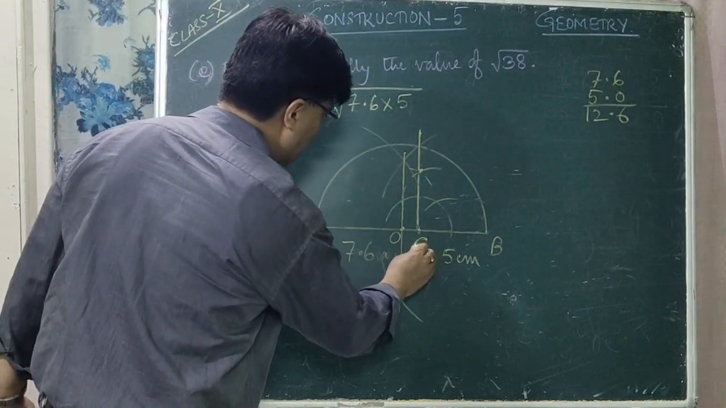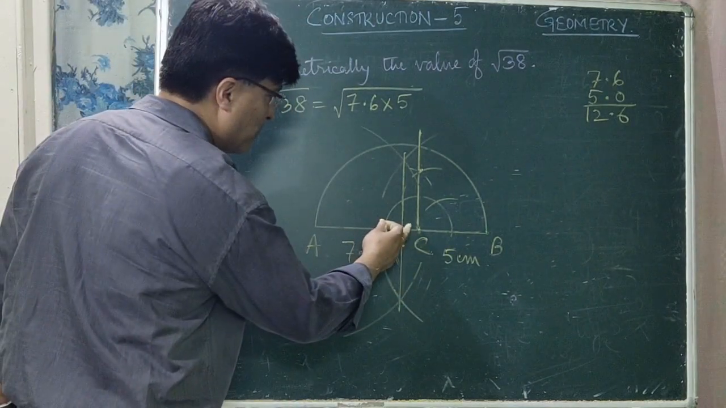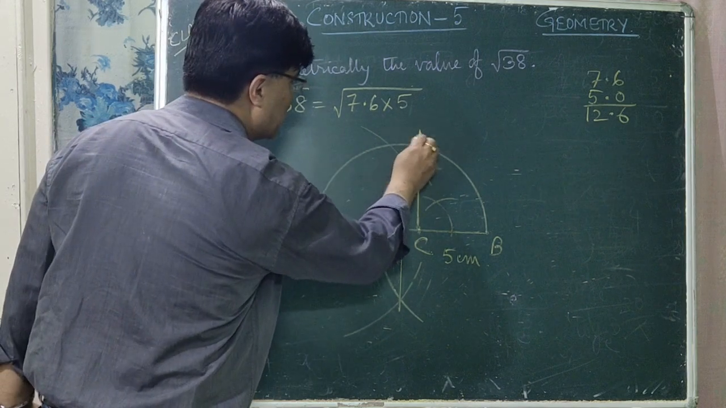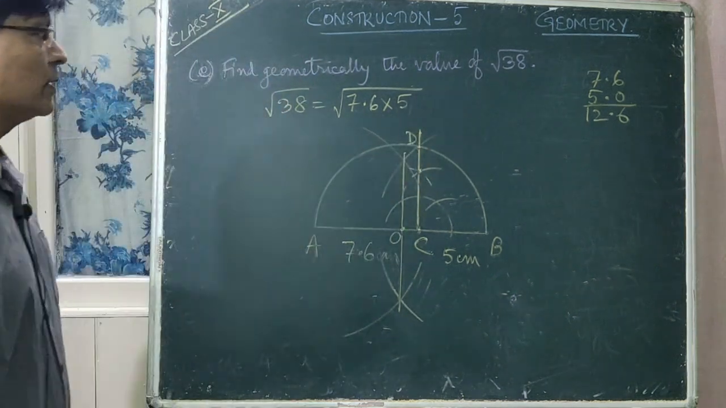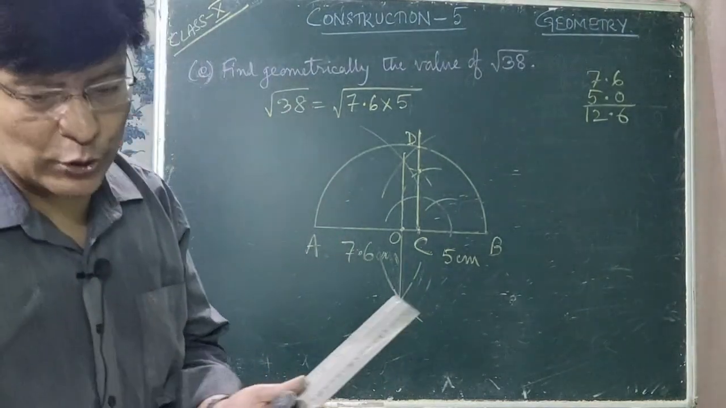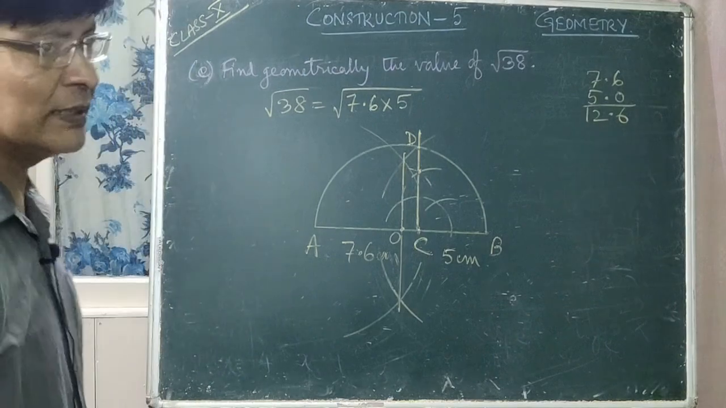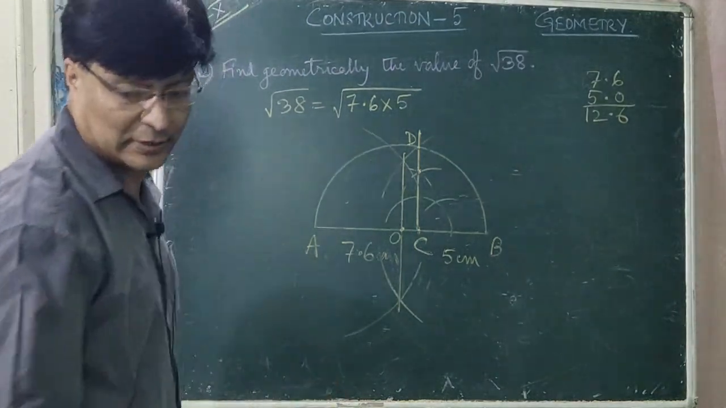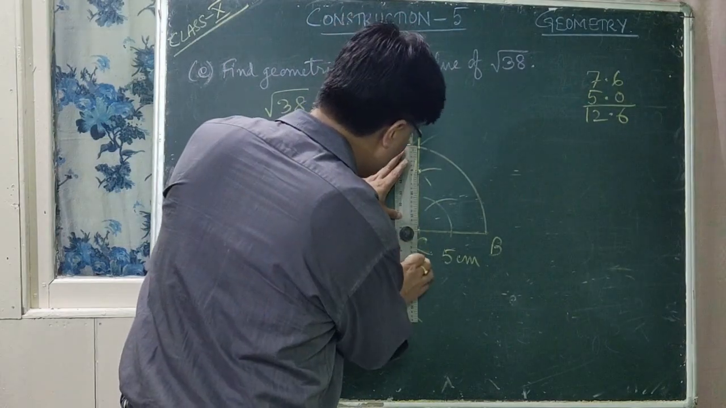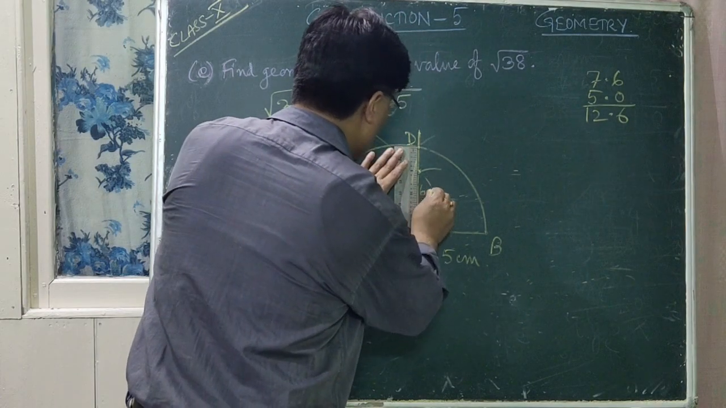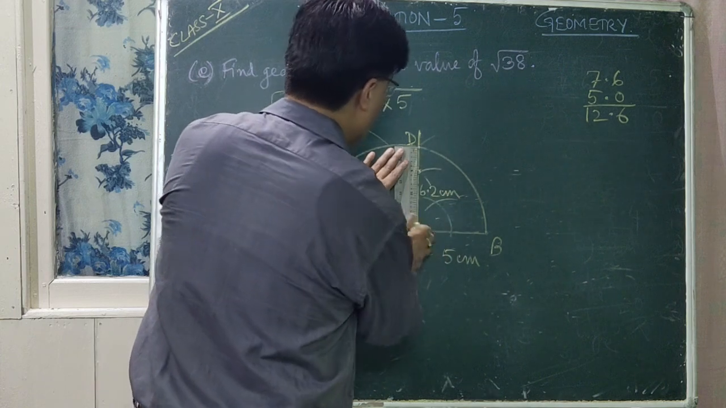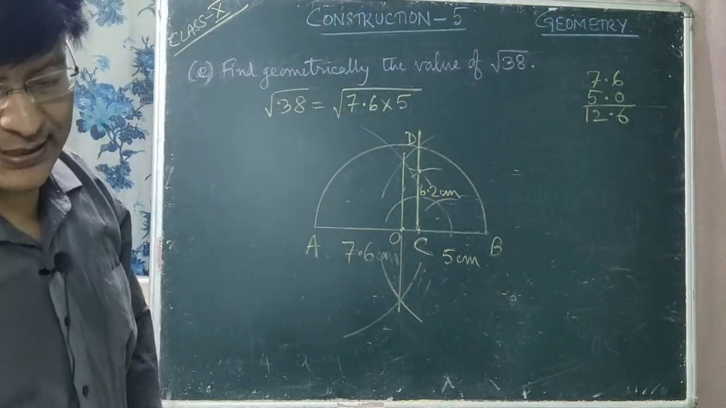Suppose this perpendicular through the point C will intersect the semicircle at which point? D point. Is that clear? So you can measure the length of CD. The length of CD will be 6.2. It will be 6.2 centimeter. From here to here, it will be 6.2 centimeter.